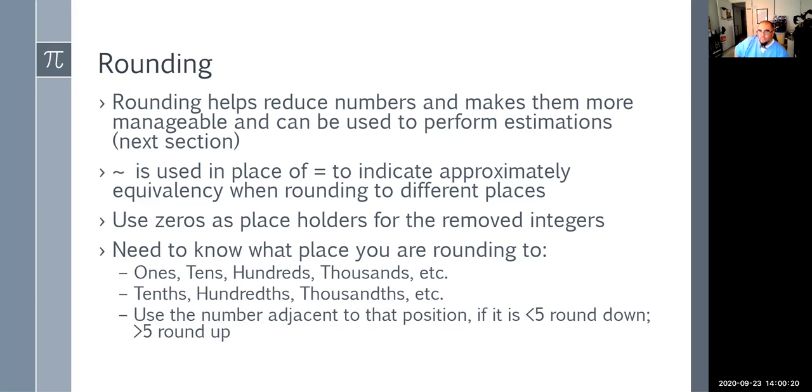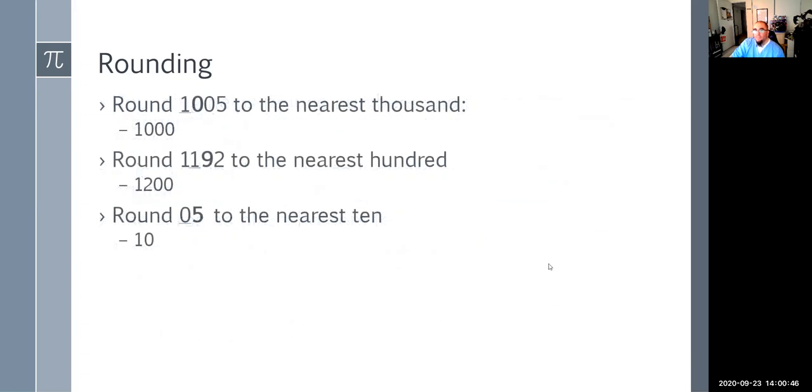When rounding different places, we use zeros for placeholders. We need to know what place we're rounding to: ones, tens, hundreds, thousands, tenths, hundredths, thousandths. Be aware when I ask you a rounding problem, make sure you read whether I'm asking you to round to the tens or the tenths when we're talking decimals. If the position adjacent to it is less than 5, we round down. Greater than 5, we round up.